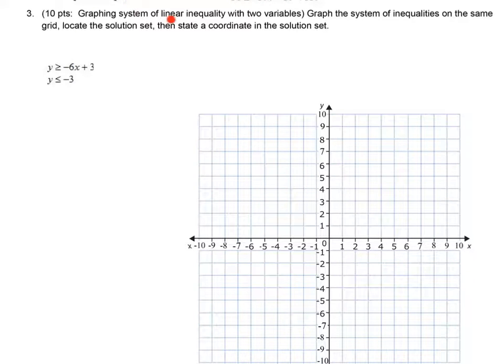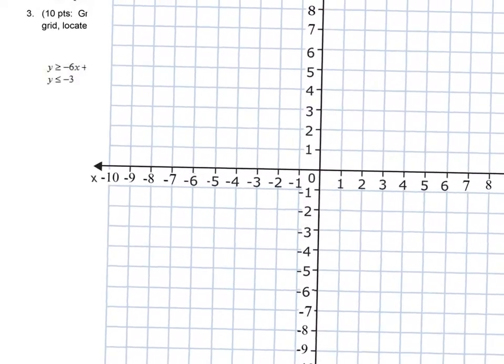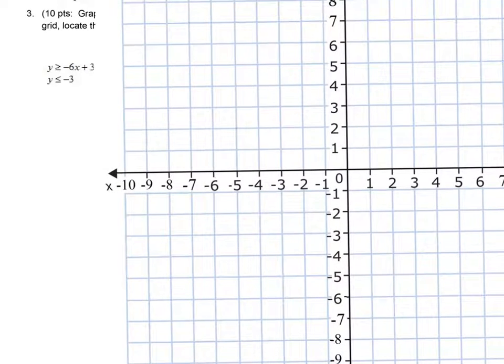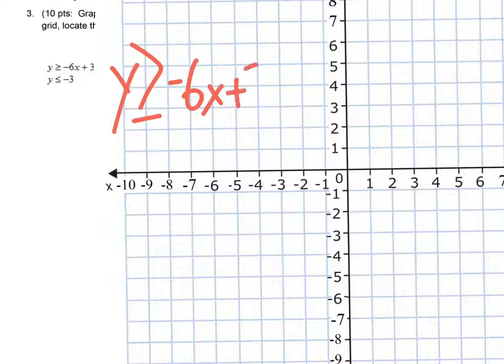So together, let's graph the system of linear inequalities with 2 variables. So we're going to have to graph it on the same grid. We're going to have to locate the solution set and then state a coordinate within that solution set. Let's make our coordinate plane a little bit bigger. And I can see that we've got 2 linear inequalities. The first is y is greater than or equal to negative 6x plus 3.